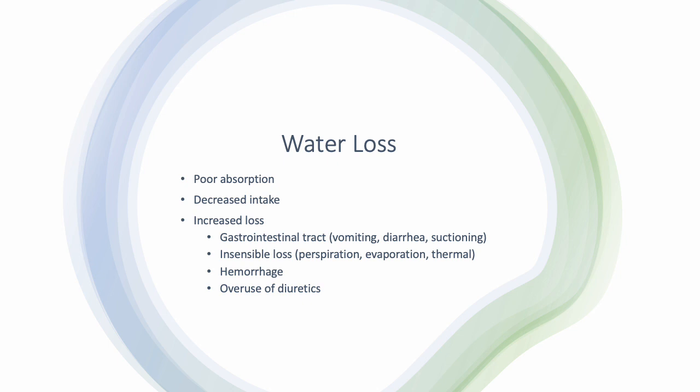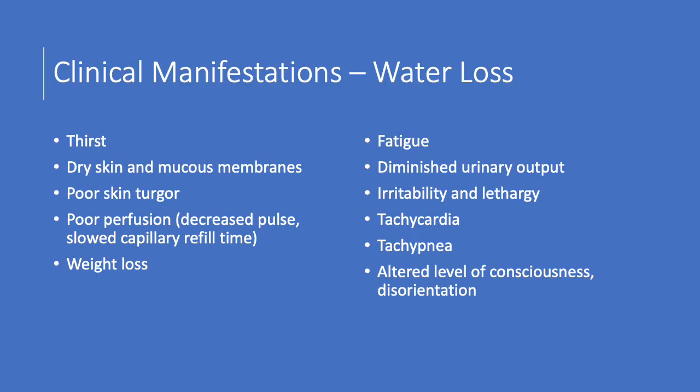We're going to be splitting our talk into water and electrolytes. And so for the first section, we're going to talk about water loss. Water loss can occur due to poor absorption, decreased intake, or increased loss, such as vomiting and diarrhea like we talked about before. The clinical manifestations of water loss are exactly the same as the clinical manifestations of dehydration.